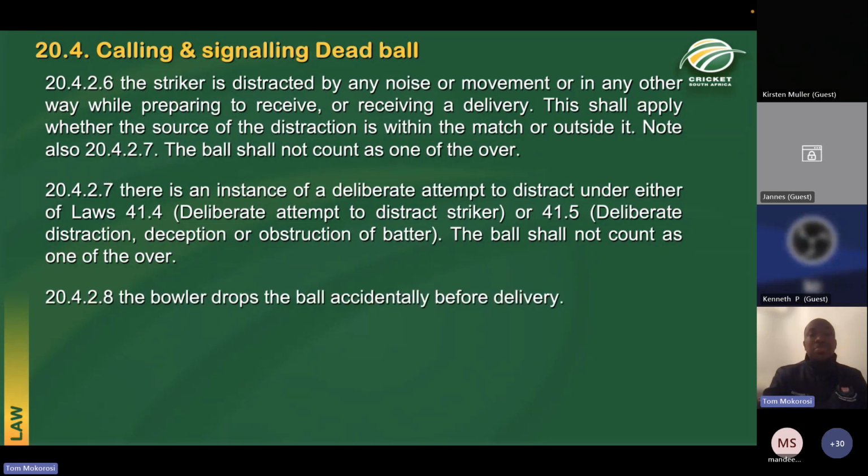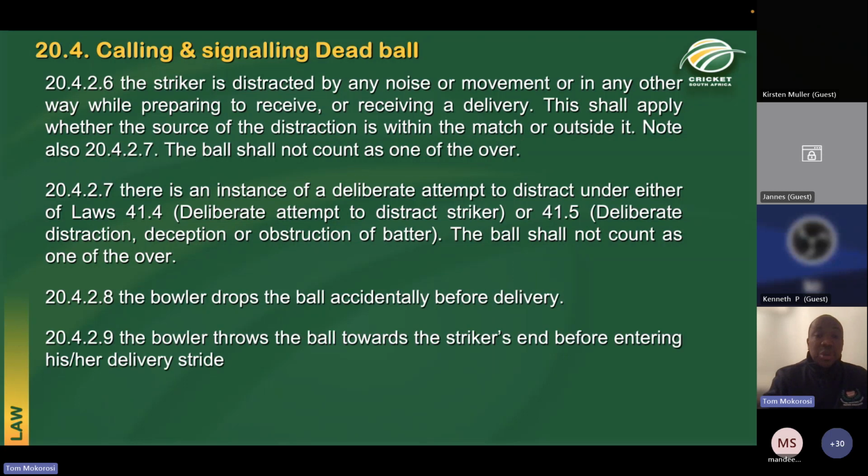If the bowler drops the ball accidentally before delivery, usually in his or her run-up, the ball sometimes can slip out of the bowler's hand, then we shall call and signal dead ball. If the bowler throws the ball towards the striker's end before entering his or her delivery stride, possibly trying to run the striker out, then we call and signal dead ball.